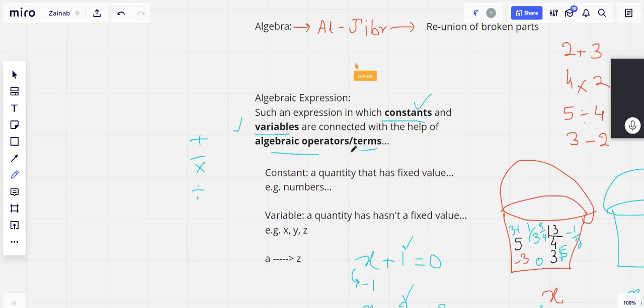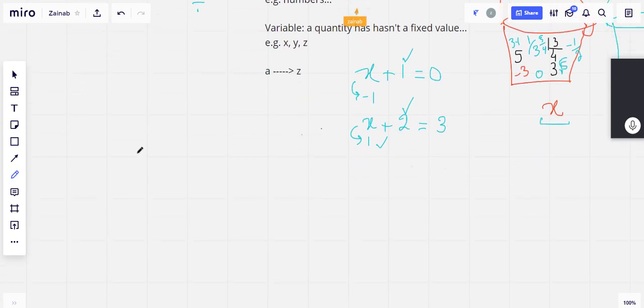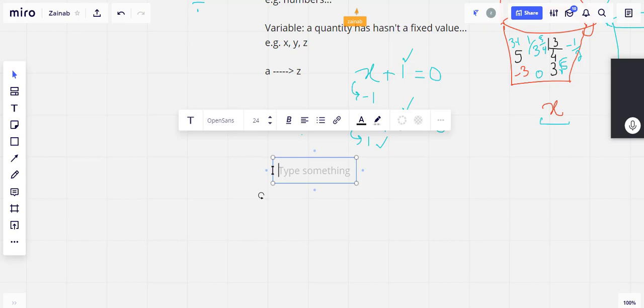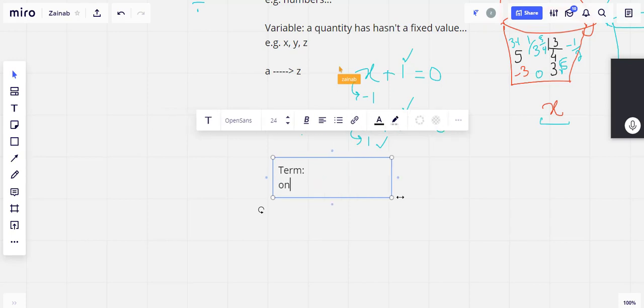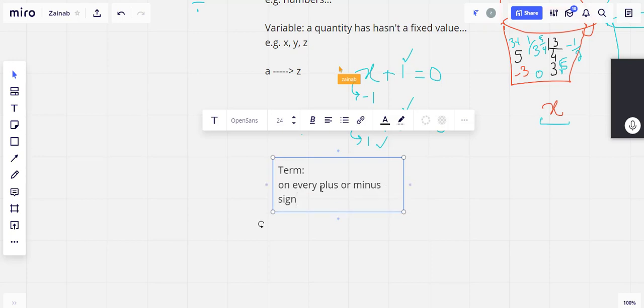And now, what are terms? Let's discuss the terms now, because there is something we need to discuss. So an algebraic term: on every plus or minus sign, the term terminates.